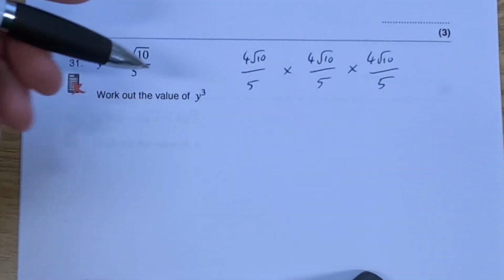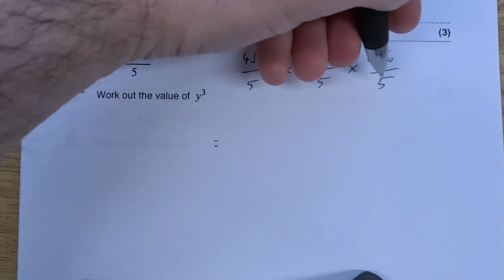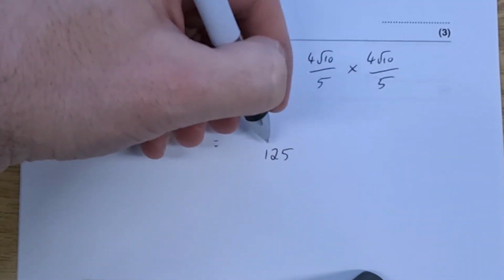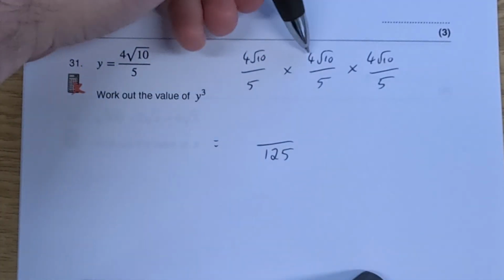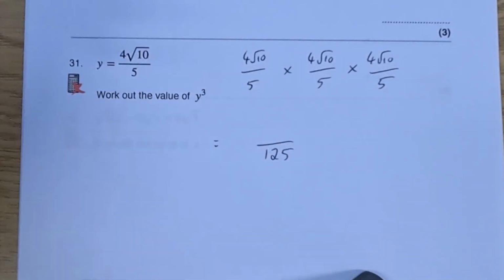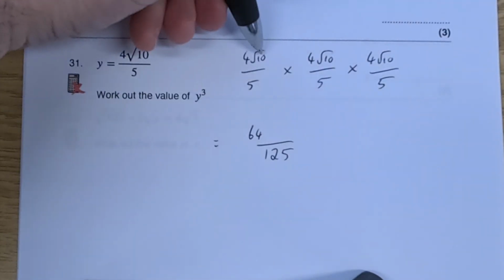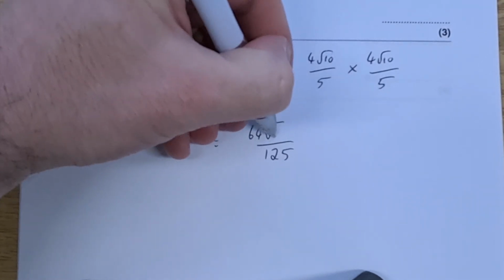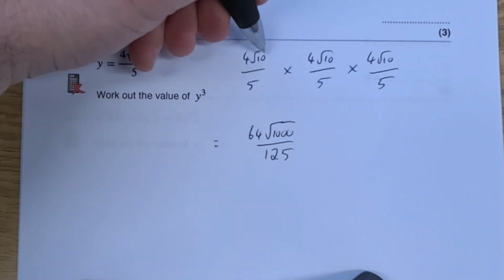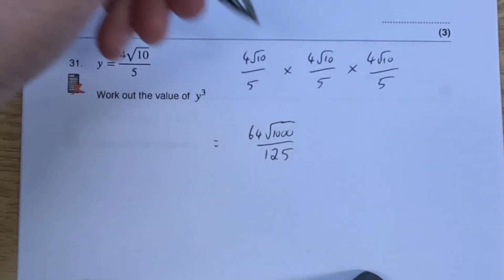So in terms of the denominator, that's quite straightforward. 5 times 5 is 25, multiplied by 5 is 125. So that's the denominator. In terms of the numerator, 4 times 4 times 4 is equal to 64, so 64. And then we've got root 10 times root 10 times root 10. Root 10 times root 10 would be root 100, times root 10 would be root 1000, just multiplying the numbers under the square root symbols. So 10 times 10 times 10 is 1000.